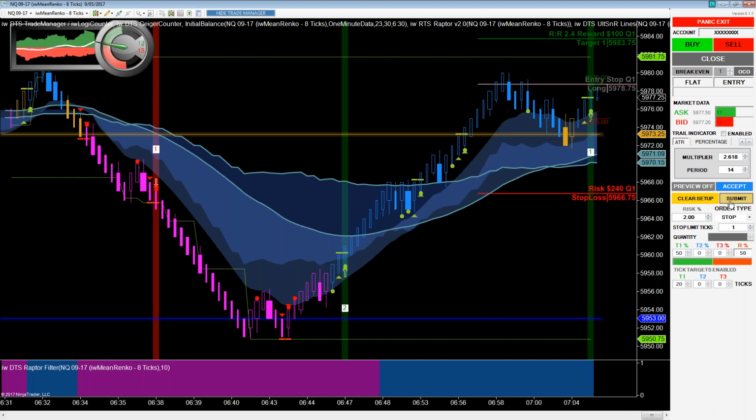Can I cover it there? I can. Now this is not what I would call the highest probability setup. If we break the highs, I think we'll be okay.